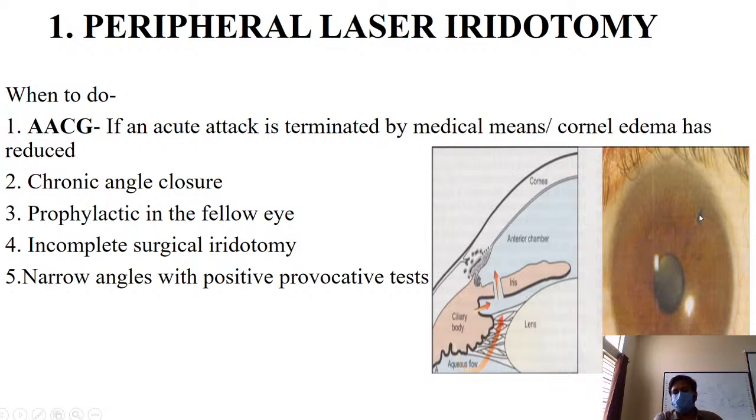But if you make a small opening, there is an alternate route available for the aqueous humor to come into the anterior chamber and get drained. So that's how pupillary block will be avoided. What are the indications for peripheral laser iridotomy?